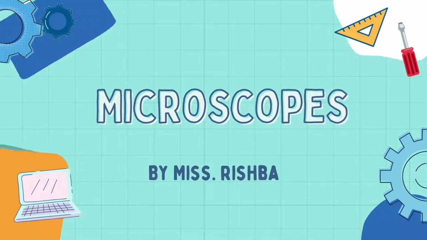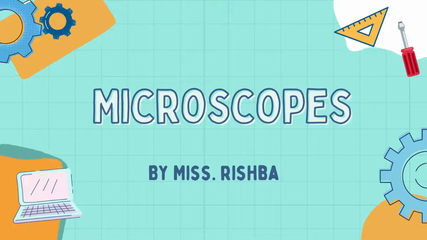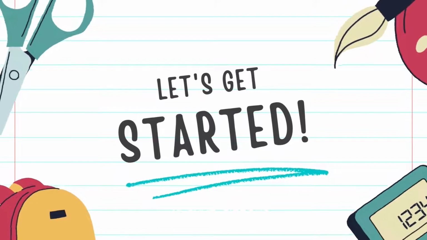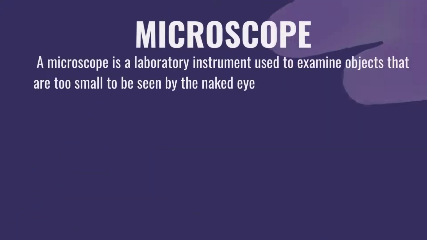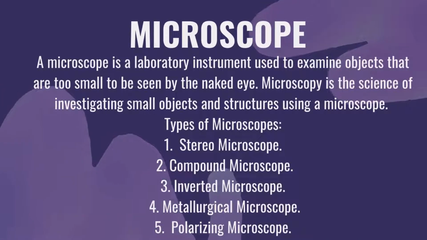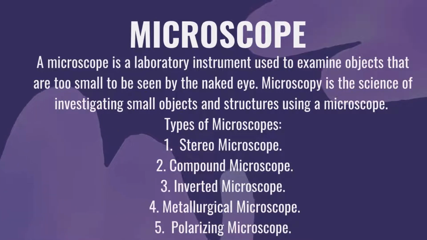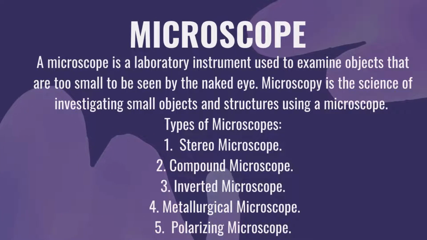Do you know? What does it mean by microscope? So, let's get started. My friends, a microscope is a laboratory instrument used to examine objects that are too small to be seen by the naked eye. Microscopy is the science of investigating small objects and structures using a microscope. Microscopic means being invisible to the eye unless aided by a microscope.